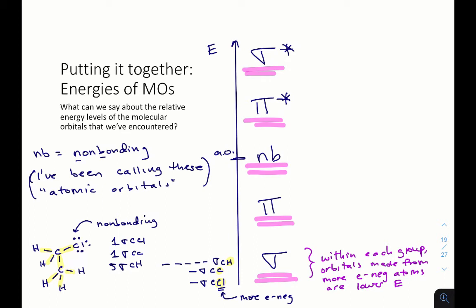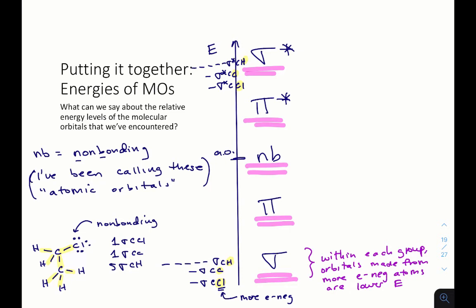And we could repeat the same order in sigma star. If there is one sigma CCl, there's also one sigma star CCl, and that would have the lowest energy of all the sigma star orbitals in this molecule. Then we'd have the sigma star CC, then the sigma star CHs. All right, I hope that helps.